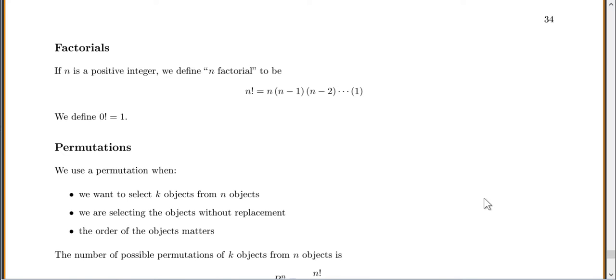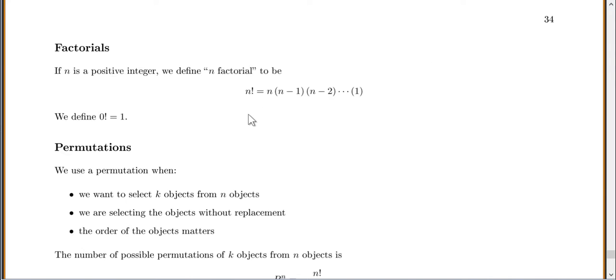Okay, factorials. Factorial is a special symbol, so n with this exclamation point. We call that n factorial, and we define n factorial to be n times n minus 1 times n minus 2 all the way down till you get to 1. And just as a side note, 0 factorial is defined as 1.